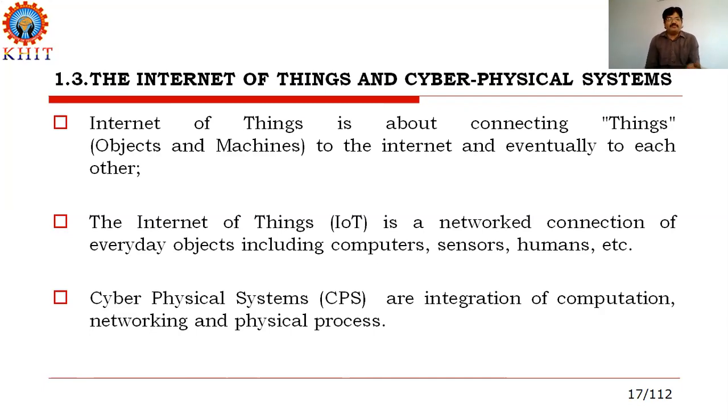Here the things are any object available in the market, like a fan, a controlling device, a car, anything, a machine or an object which can be connected to the internet, and those connected devices can be controlled smartly with the help of IoT. These objects and machines are interconnected together and posted onto the internet over a period of time. So IoT is a networked connection of everyday objects including computers, sensors and humans, not limited to those. And the next one is cyber physical systems, simply called CPS. CPS is the integration of computation, networking and physical processes. It is a combination of computation technologies, various networking technologies and physical process technologies into a single platform, called cyber physical systems.